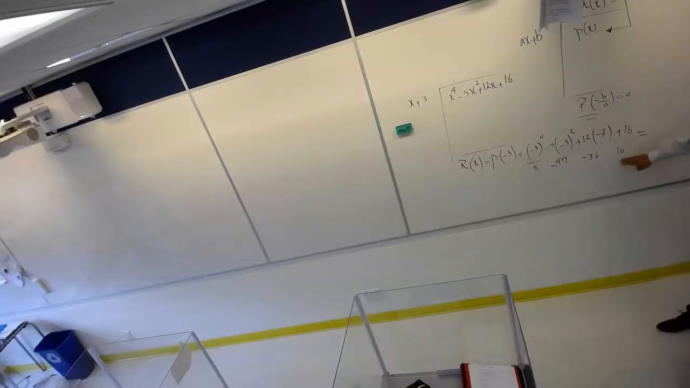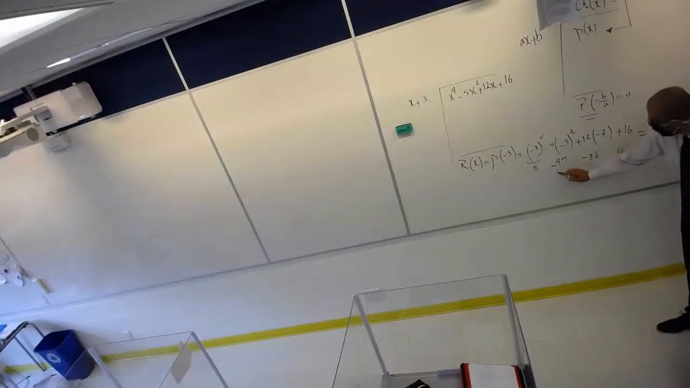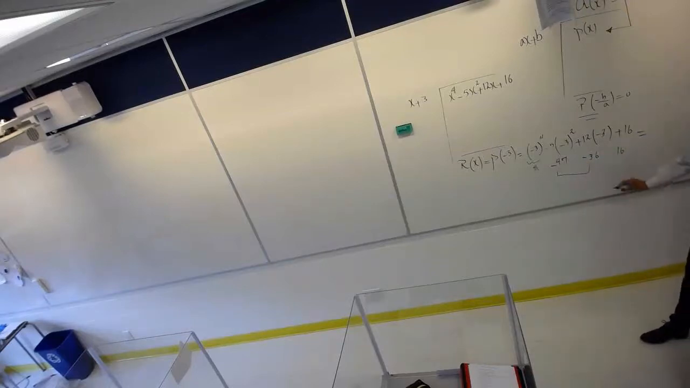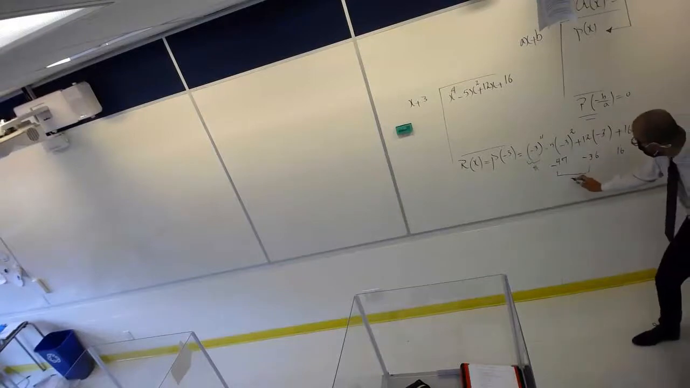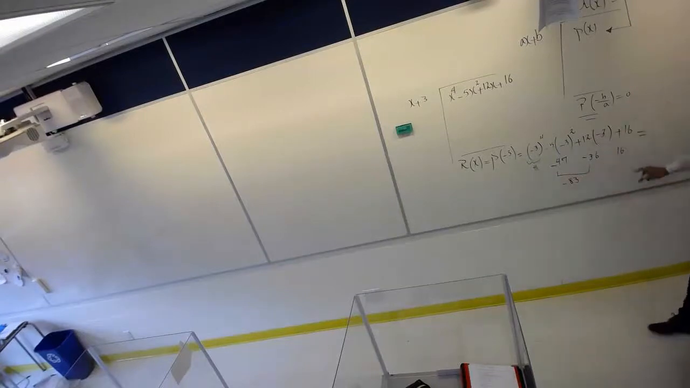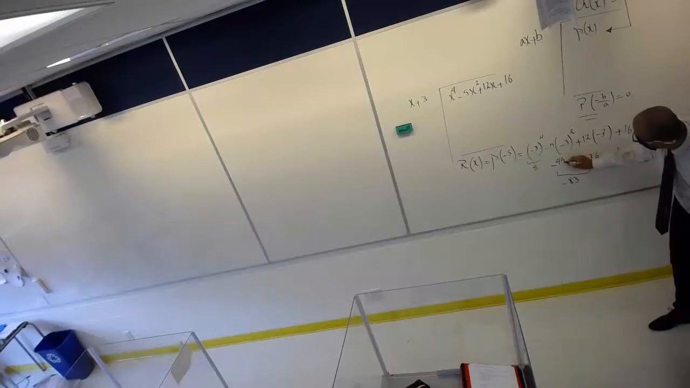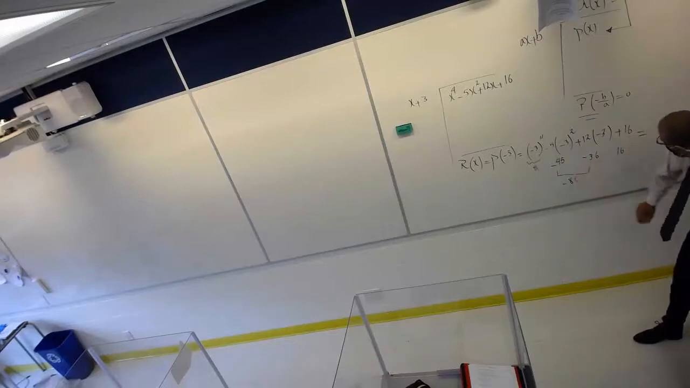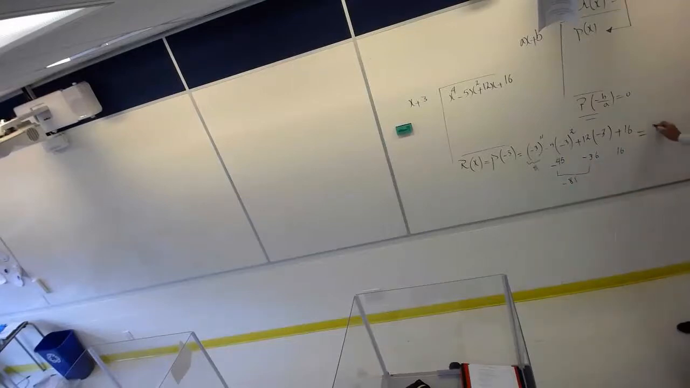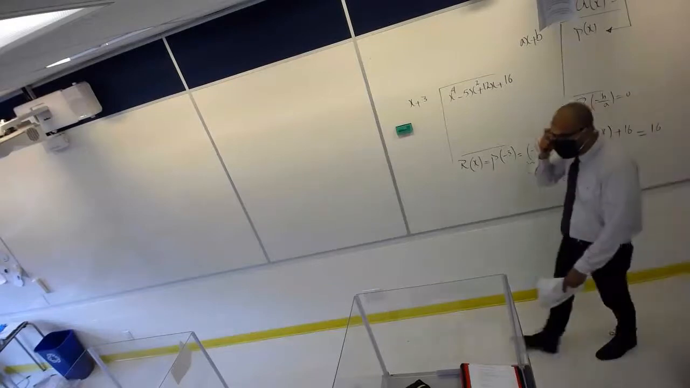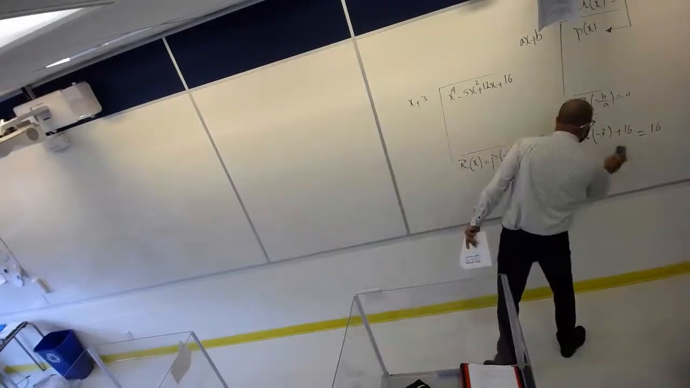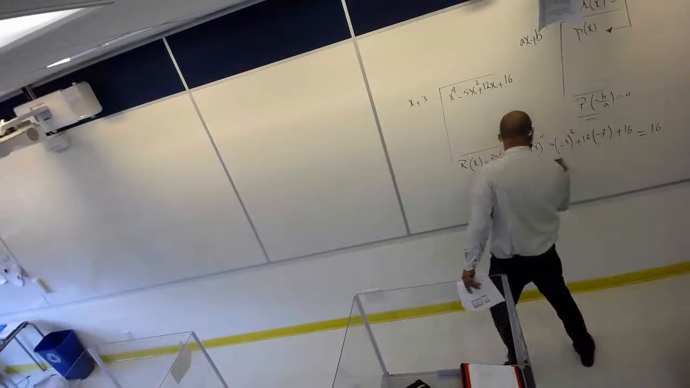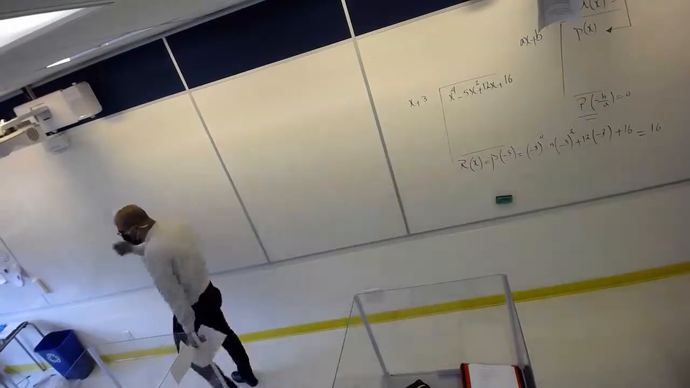How much do you get? 16 minus 36 plus 45. It becomes 81, and then plus 16. Who said 88? Yeah, this is 88. This is 16.